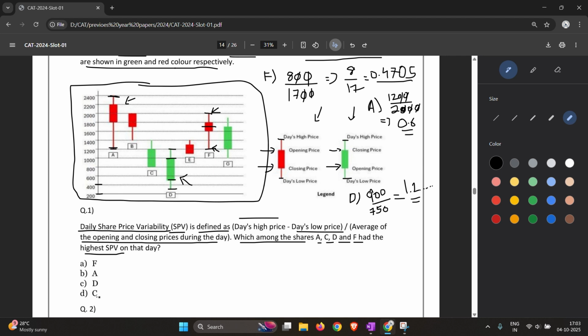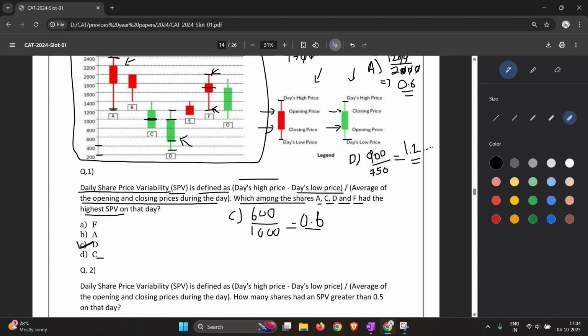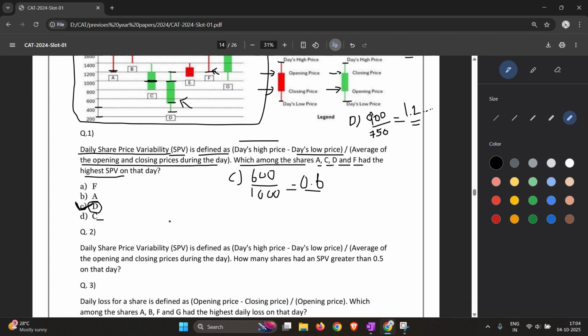So okay, only one left, C. Let's do that for C as well. So for C, here it is. So this is 1400, 800, so 600 divided by 1000. So the middle point over here, 1000. So again, 600 by 1000, you can just easily see it's 0.6. So same as A. So as we can see, the highest was for D. So the correct answer is option C. The share D has the highest variability.